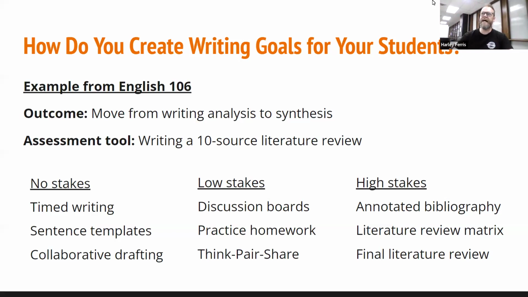And then finally, the high stakes at the end. We've had lots of practice. Then they can write an annotated bibliography, start learning what's important in each source. The literature review matrix just simply asks them to identify relationships between their sources and gaps, and then the final literature review where all of these different elements become important in the final draft.